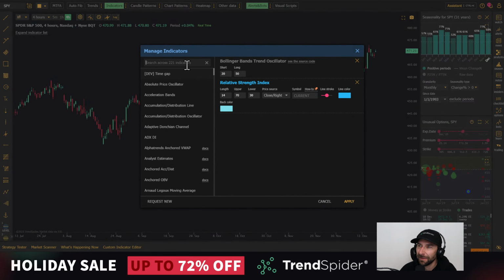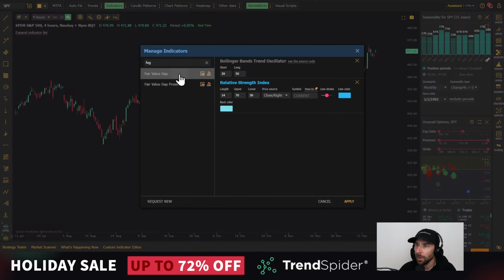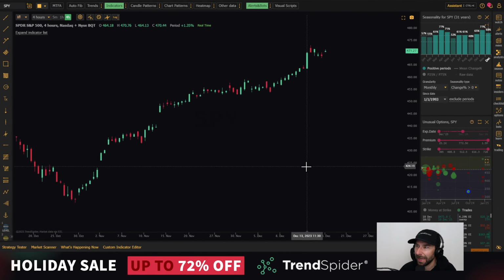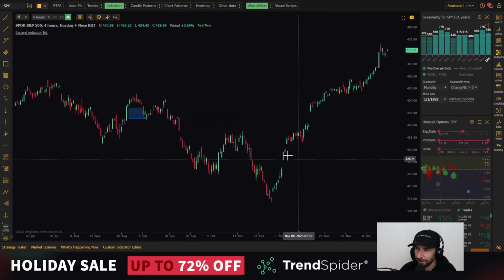So for anybody who's not familiar, we do have fair value gap and order block indicators that automatically identify fair value gaps and order blocks for you. We'll talk about fair value gaps first. So this guy right here, this is what it's identifying. This is the one fair value gap that it's found.